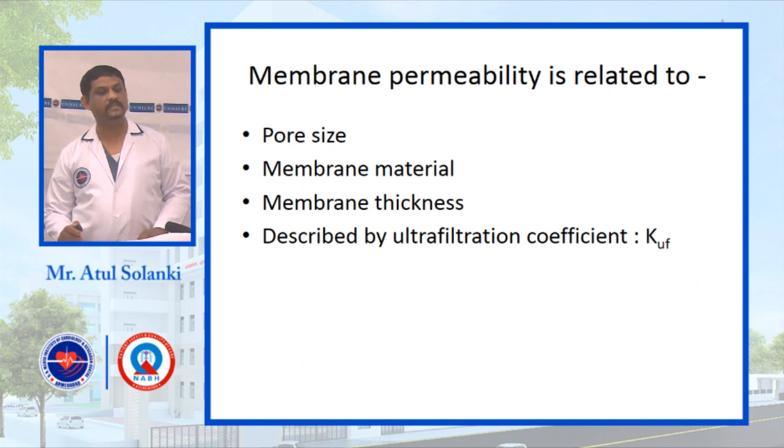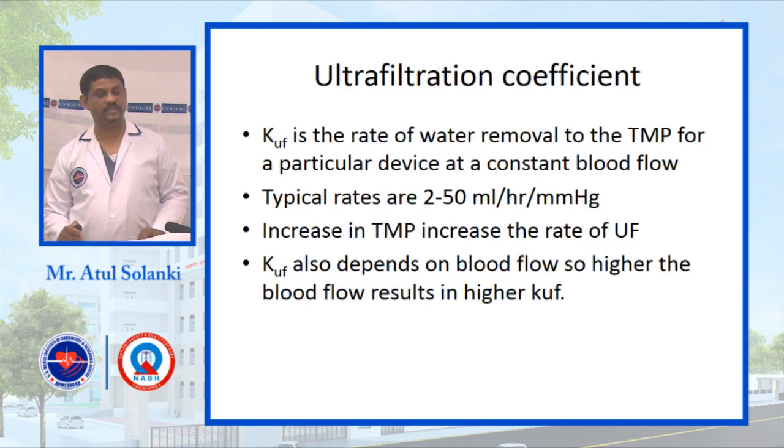Membrane permeability is related to pore size, membrane material and membrane thickness, described by the ultrafiltration coefficient. The ultrafiltration coefficient is the rate of water removal per unit of transmembrane pressure. As we saw previously in our figure, transmembrane pressure is most important for filtration. The typical ultrafiltration rate is 2 to 50 ml per hour per mmHg. Increasing transmembrane pressure increases the rate of ultrafiltration.